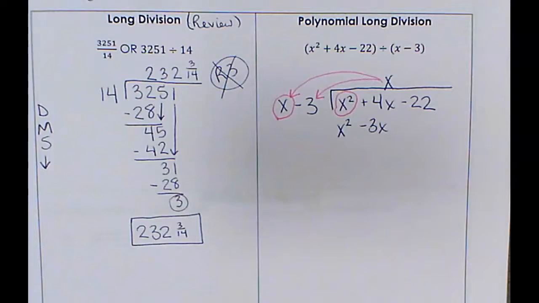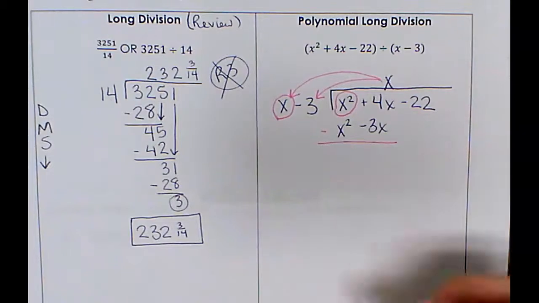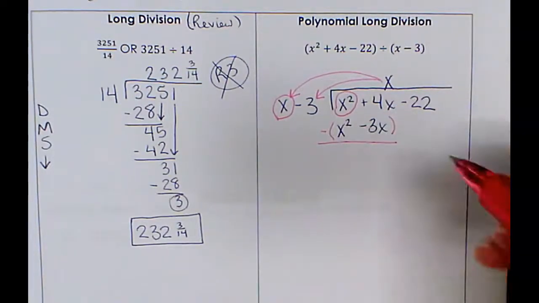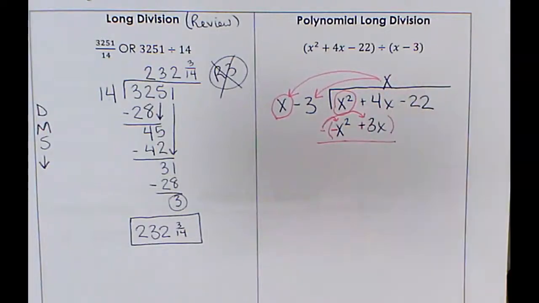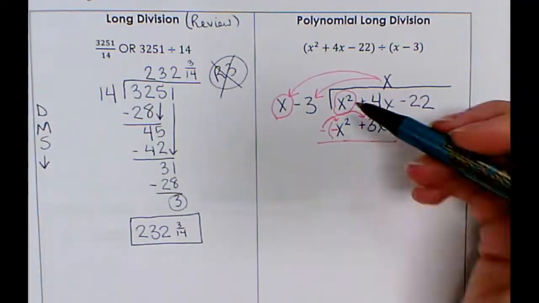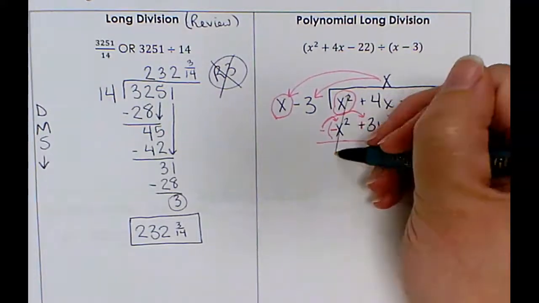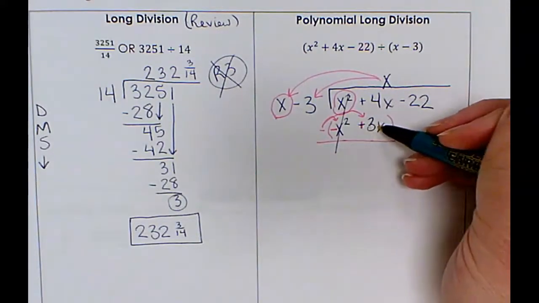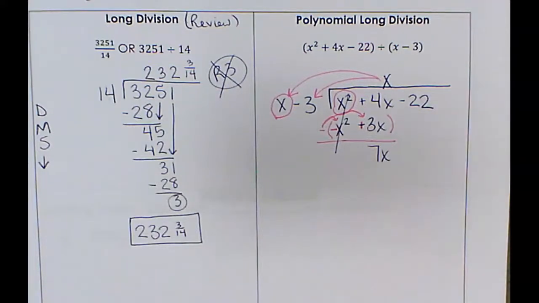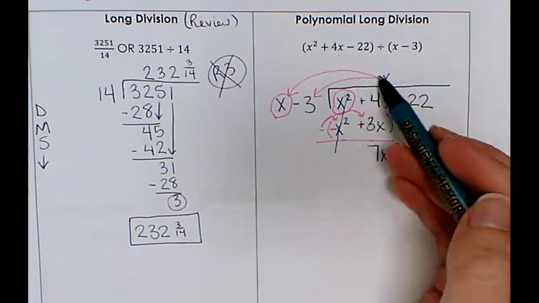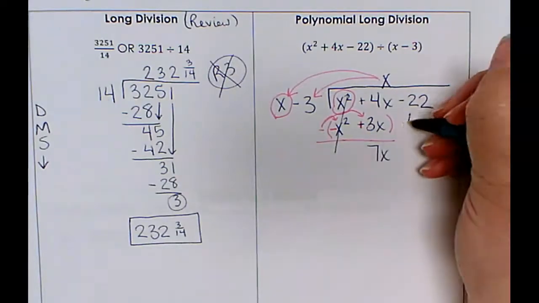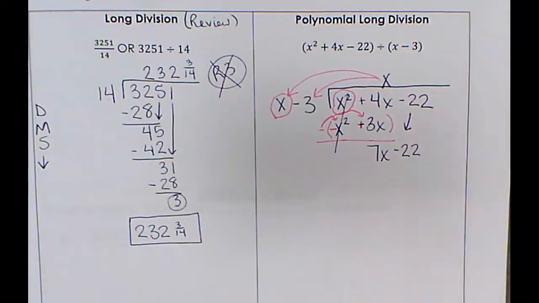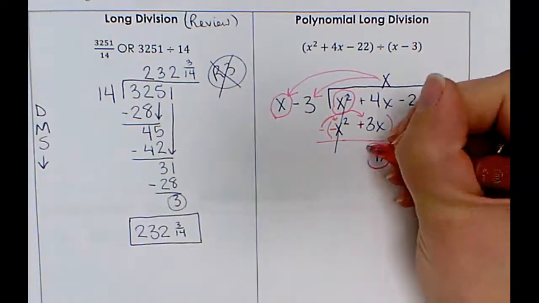I want to subtract, but I don't just want to subtract the first term. I want to subtract the whole thing. So that means I'm going to give the subtraction here, and I'm also going to give it here, which will change this sign. So x squared minus x squared cancels out, and 4x plus 3x equals 7x. So I've divided, I've multiplied with distribution, I've subtracted both terms, and now I need to bring down my minus 22. And I start the process over again, only thinking about the first terms.